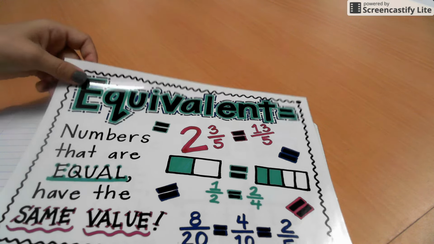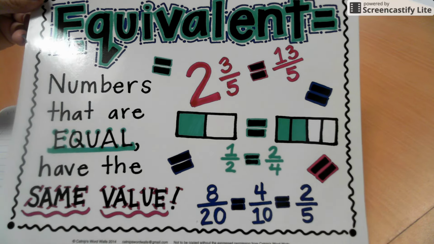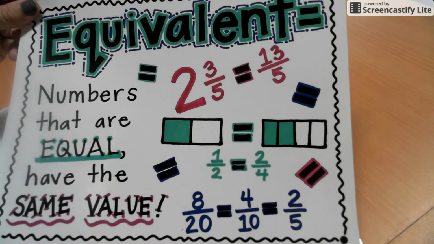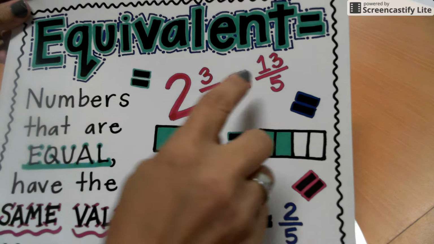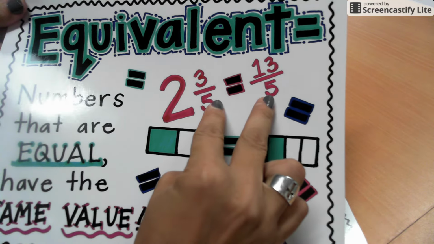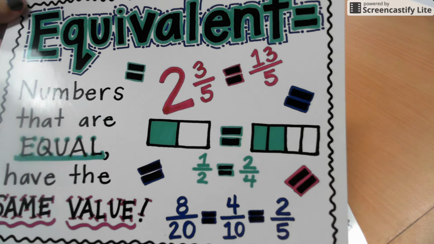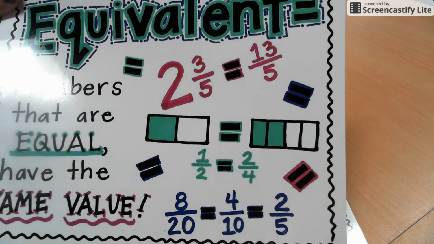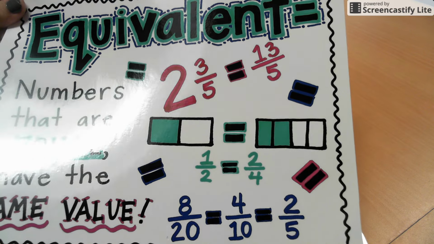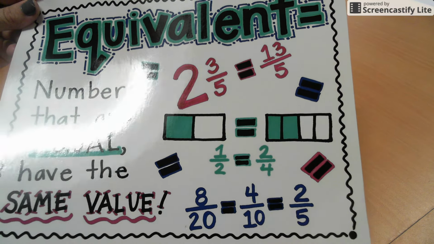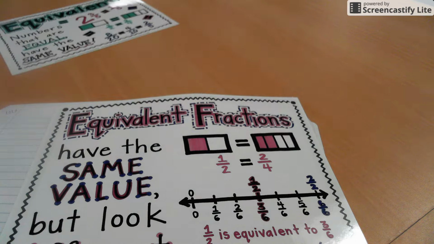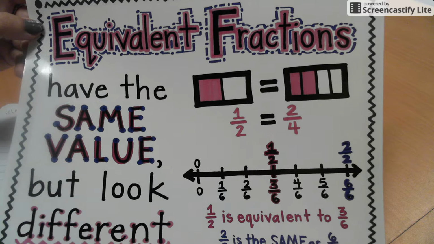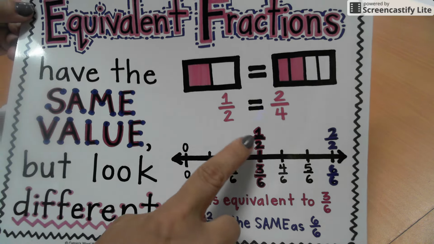All right, so equivalent is numbers that are equal or have the same value. So kind of like we did with our mixed numbers and improper fractions, we were trying to find the ones that were equal or had the same value. We also did it with the pictorial representation. We matched the picture to the improper fraction and the mixed number, and we were trying to find which ones were equivalent. So when we're doing fractions, we're going to do equivalent fractions, and they have the same value, but they look a little different because they're both going to be fractions.